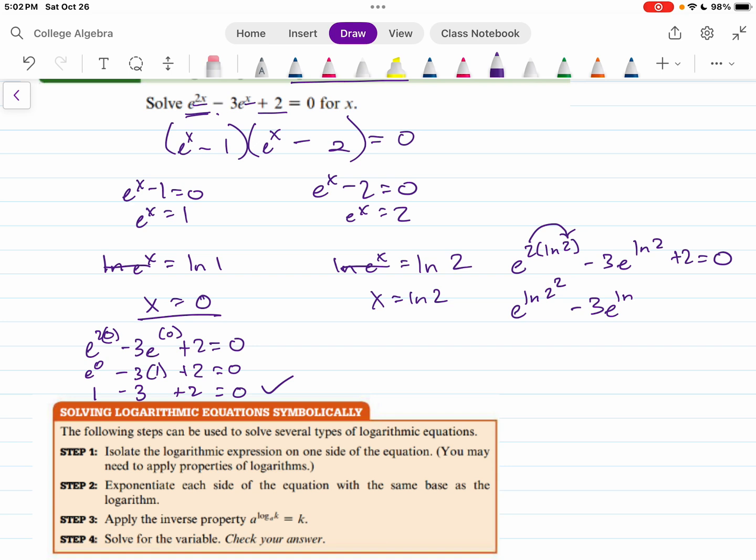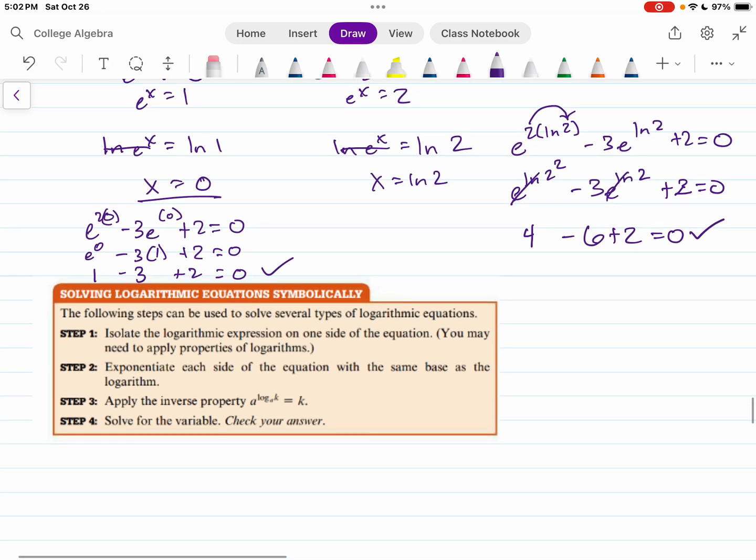And then now we get to use a rule that we learned in an earlier chapter. E to the ln times power cancel, and I'm left with 2 squared, which is 4. Here they cancel, and then I have negative 3 times 2, which is negative 6, plus 2. And that works out to be 0 as well. So, again, here are some steps that you can go through of using the inverse property, like I just did in that problem there, whether with logs or with ln's.